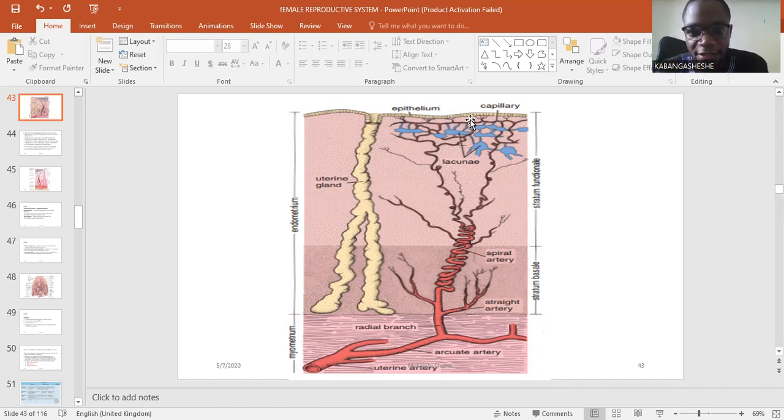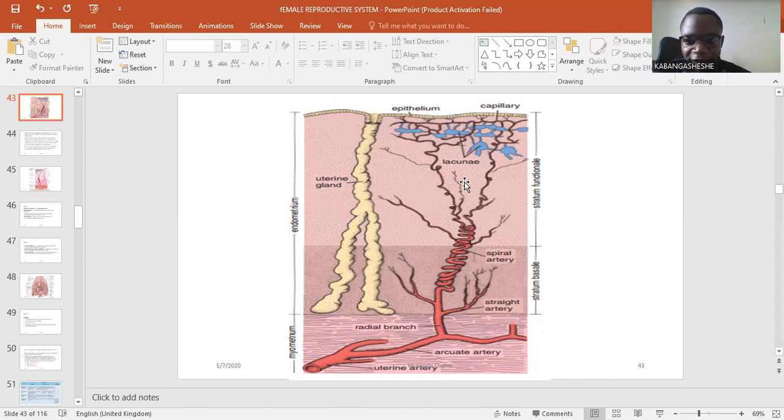So we call it the stratum compactum because the cells are compacted together. Then the middle layer of the connective tissue, we call it the stratum spongosum because it has cavities in it. Those cavities are created by glands. The cells are not as highly packed together, so we call it the stratum spongosum.